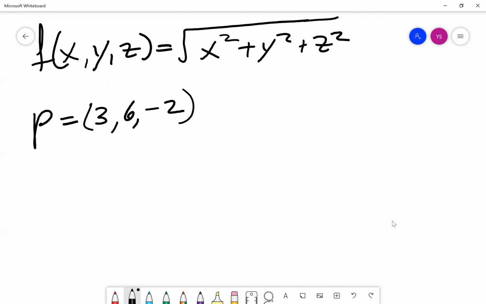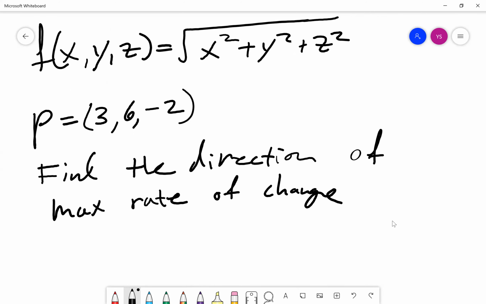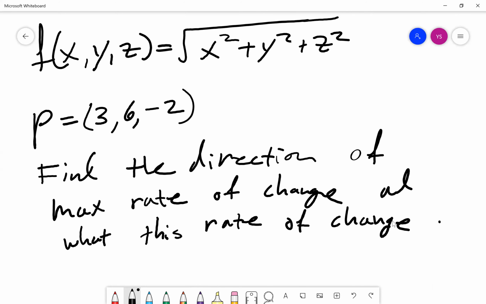And they ask you to find the direction of max increase, or let's say max rate of change, and what this rate of change is. Any questions about what the question is?